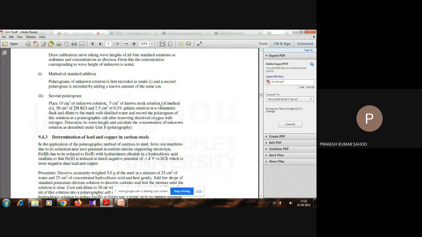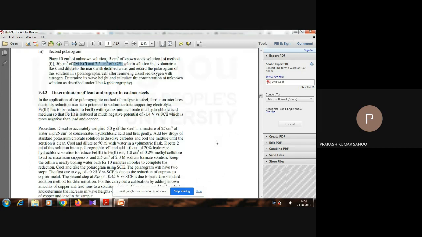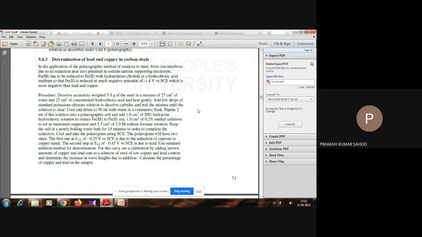Then the method of standard addition. The polarogram of the unknown solution is first recorded, and the second polarogram is recorded after adding a known amount of the same ion, with the supporting electrolyte and gelatin solution.